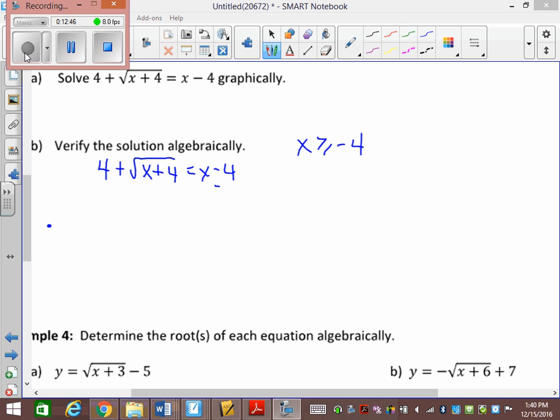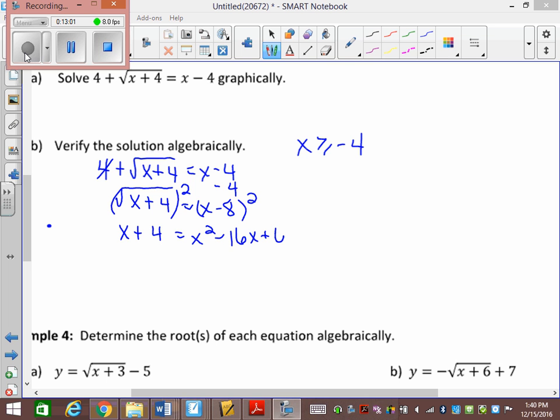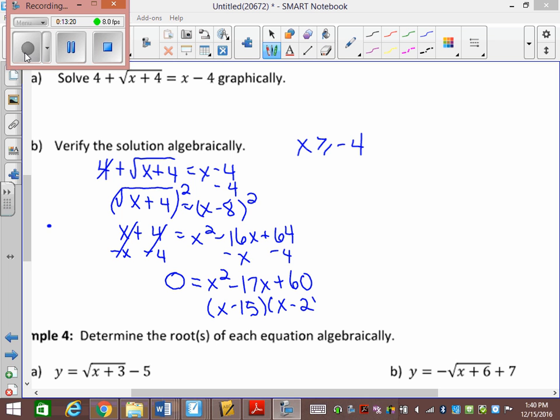Move the 4 over by minusing it. So square root of x plus 4 equals x minus 8. Square it. x plus 4 equals x squared minus 16x plus 64. Minus x minus 4. x squared minus 17x plus 60. So 15 and 2. x minus 15, x minus 2.